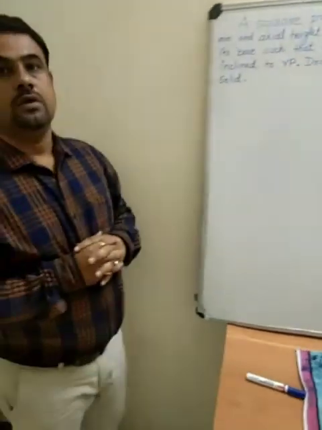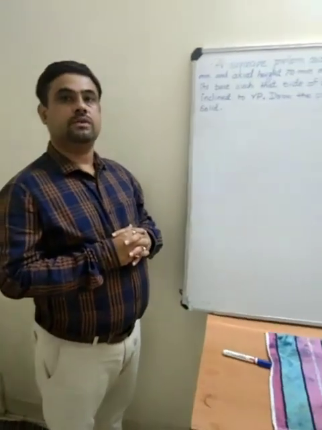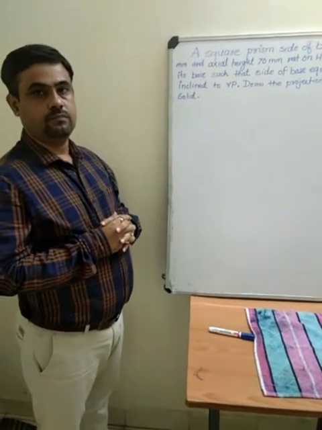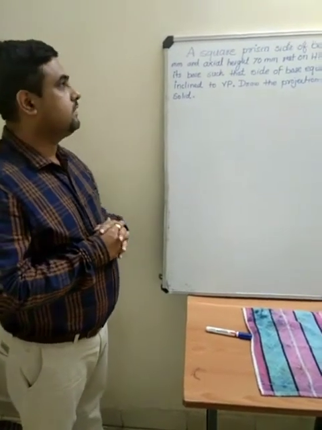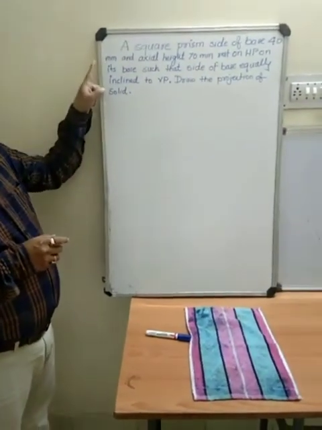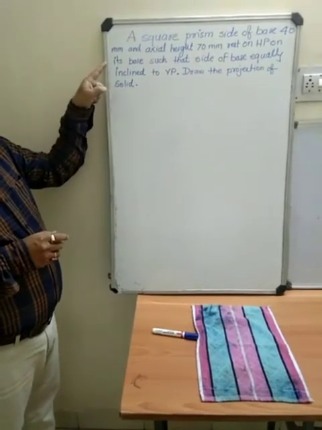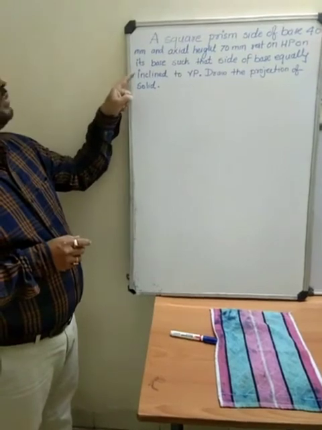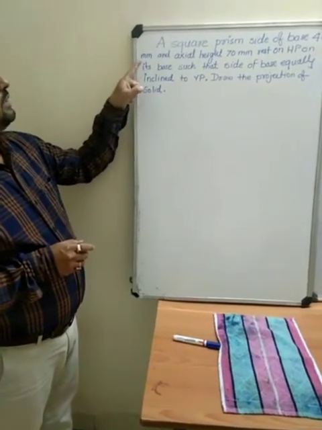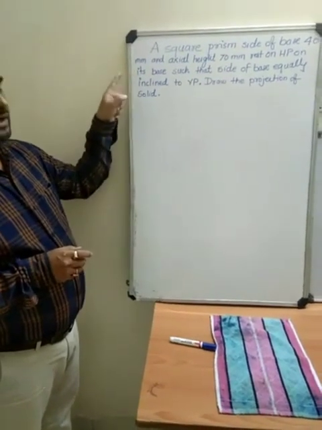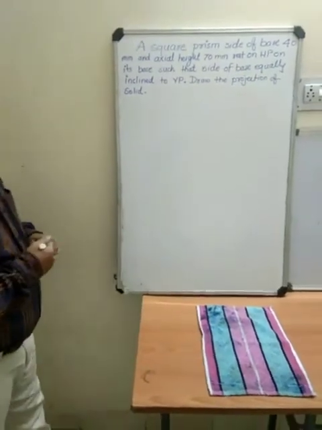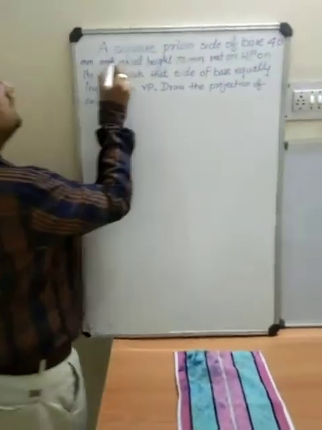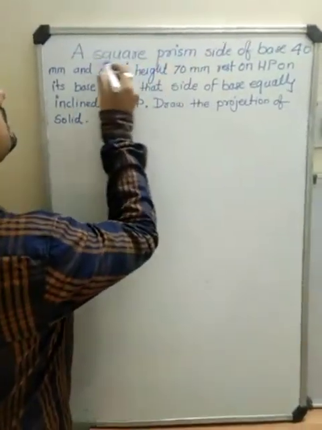Before actually solving the problem, you should understand it properly. After reading this problem 2 or 3 times, now convert this problem statement into data. Now, how to convert the problem statement into data? Let us see. First of all, you have to identify the solid. Which solid is it? It is a square prism.